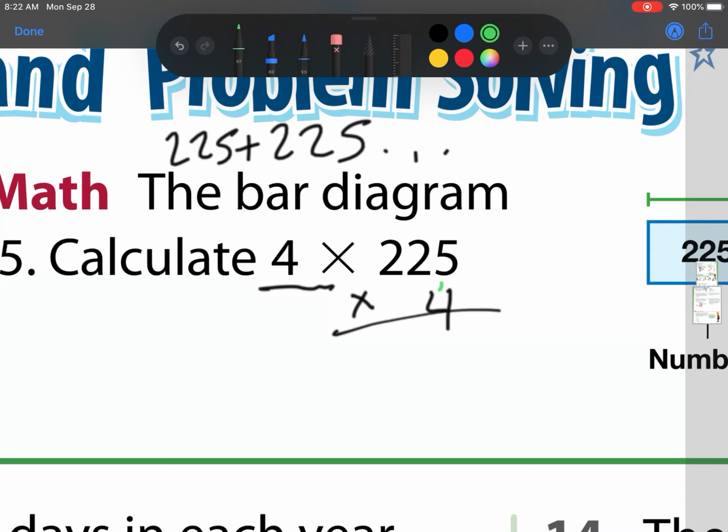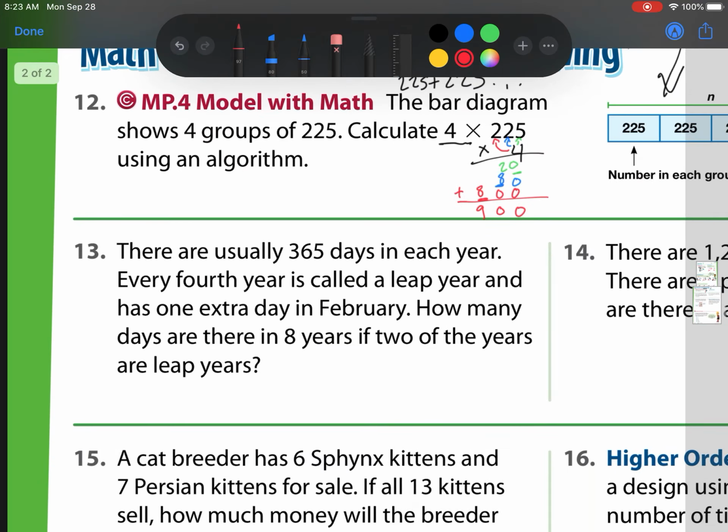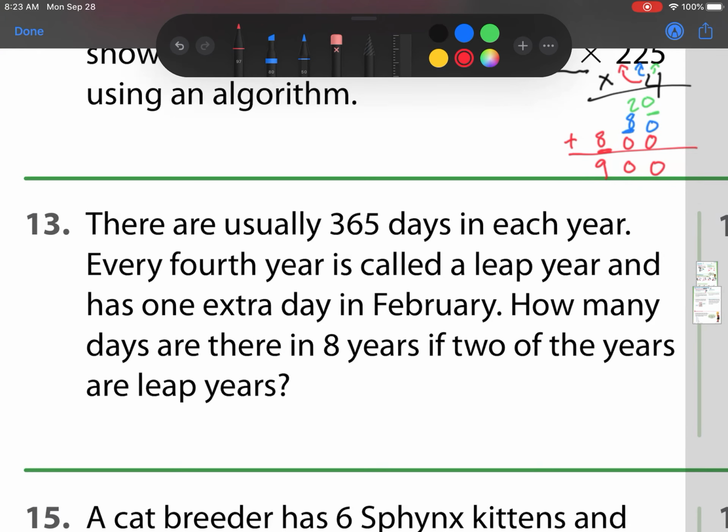and it's going to be that same thing as before. 4 times 5 is 20 in my ones place value. My next one is in my tens, so I'm going to add a 0 so I can start writing my tens place value. 4 times 2 is 8. My next one, I'm in my hundreds place value, so I add those 2 zeros so I can start writing the hundreds. 4 times 2 is 8. And now I can add them up. And what do I get? Well, I get 900. So 4 times 225 is 900. Now let's head to number 13.